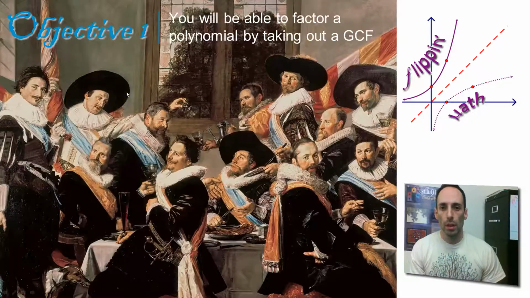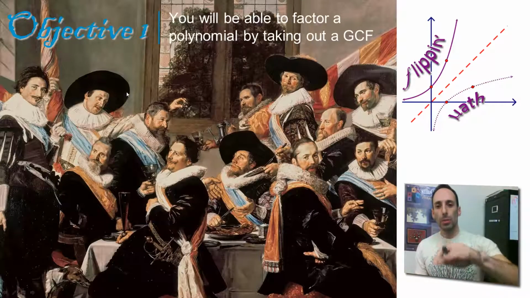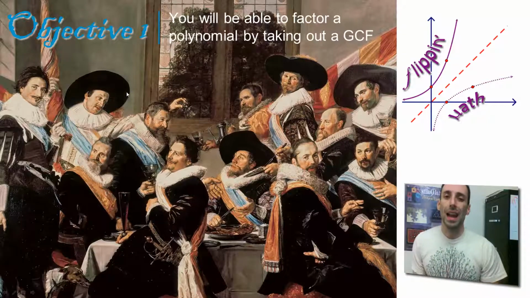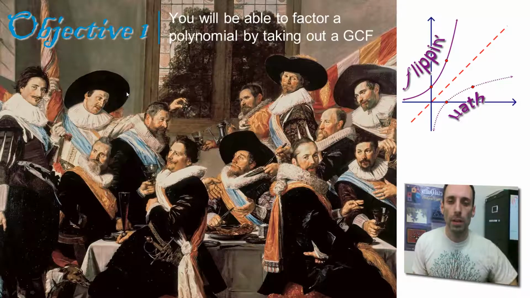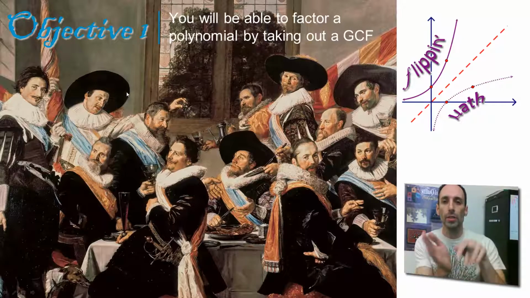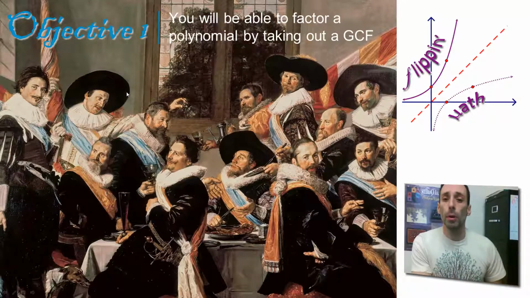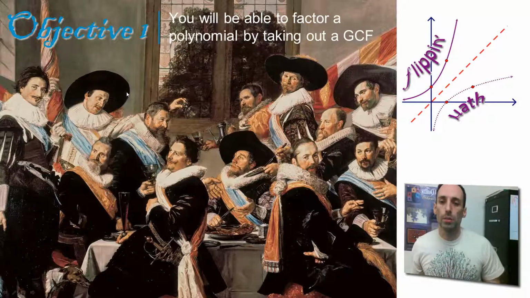Okay, so that is our first objective. It's being able to factor a polynomial by taking out a GCF. GCF stands for greatest common factor. It is something that is common to every single term in our polynomial, and it's the biggest one possible.